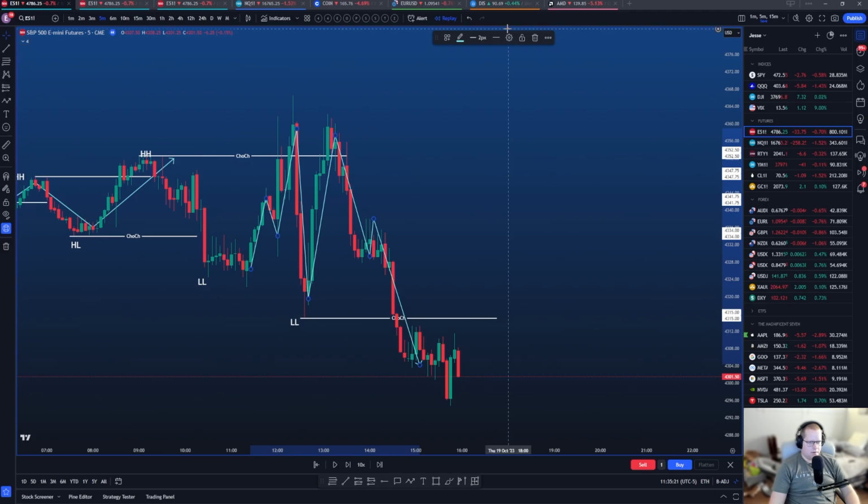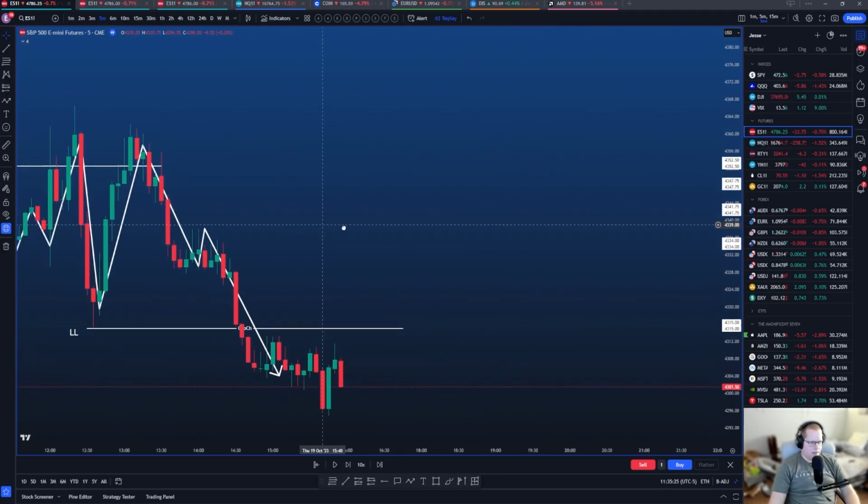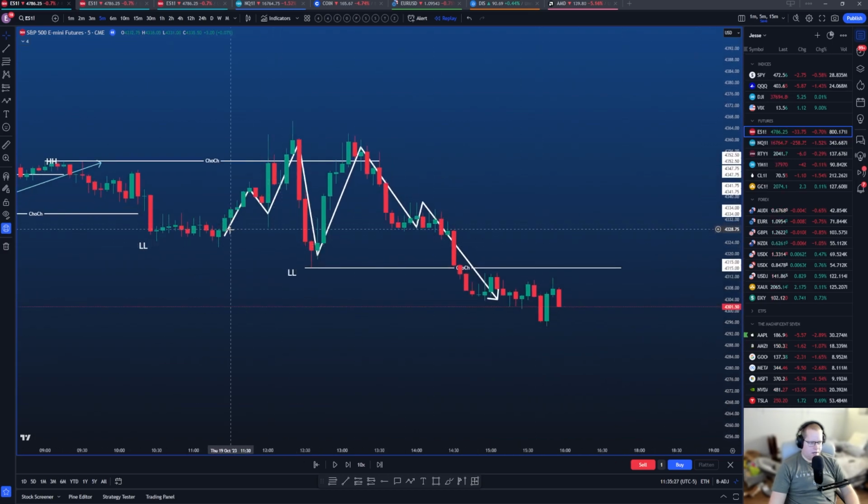So I'll make that huge and make it white. And you can kind of see it layered over. So we have a higher high, higher low, higher high, change of character here. Technically here.